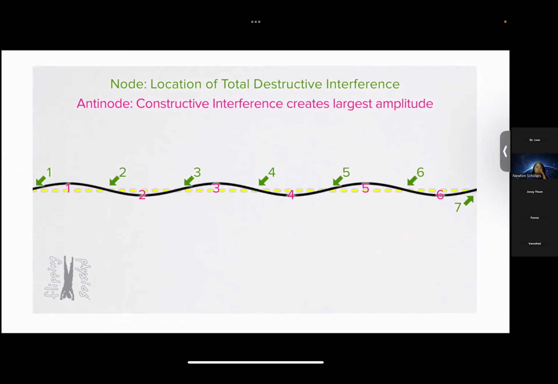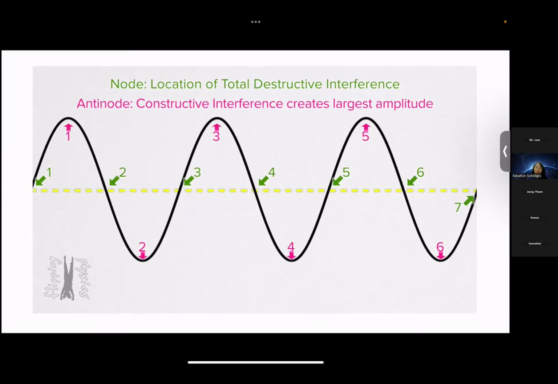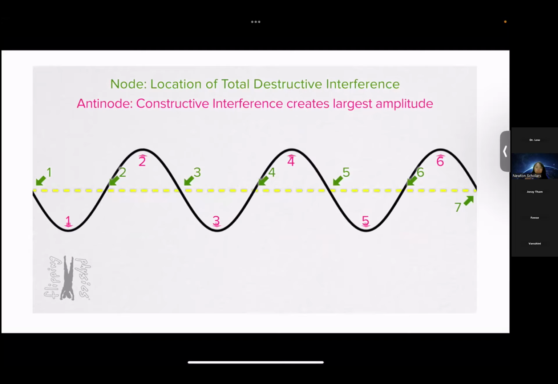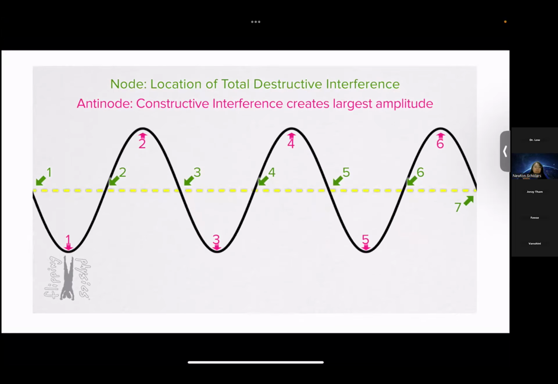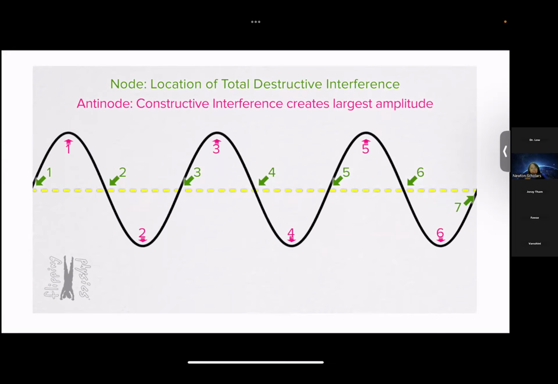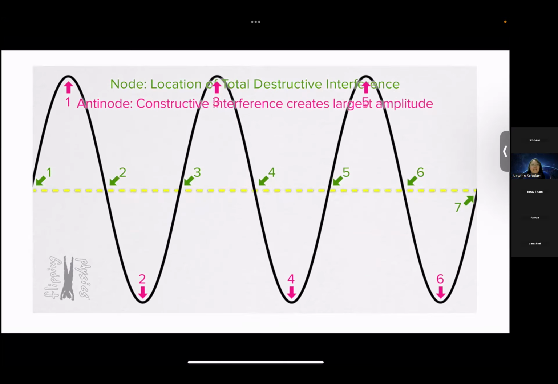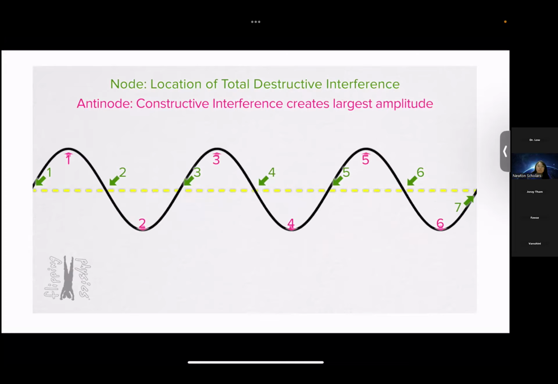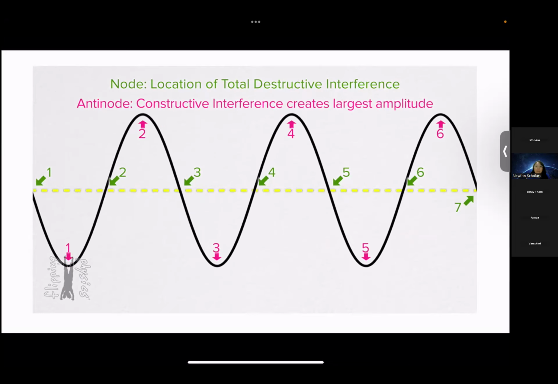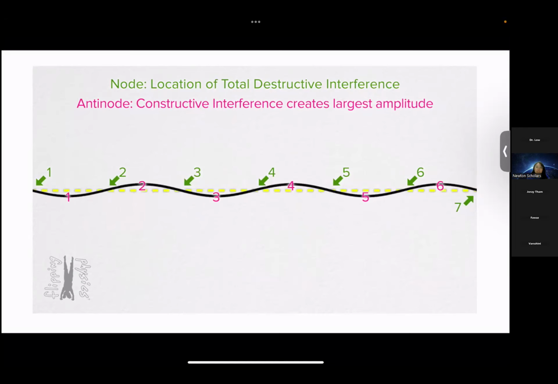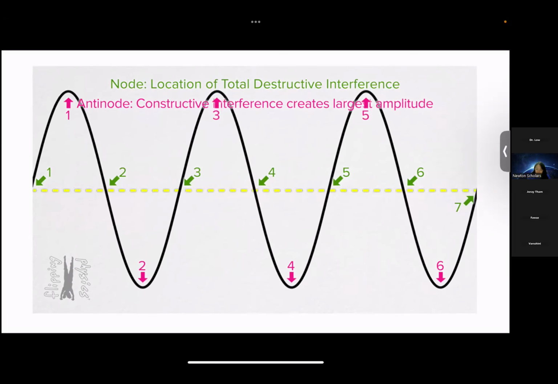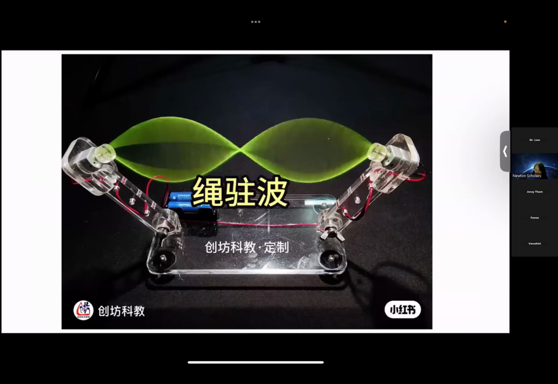Here, the green color, 1, 2, 3, 4, 5, 6, 7. The points the green color is pointing at, at minimum amplitude, are called nodes. Then the red color, 1, 2, 3, 4, 5, 6, are antinodes. An antinode is constructive interference that creates the largest amplitude. But for nodes, it is always zero. It is destructive interference. So it goes down, up, down, up, down. Let me have a look. Any others?